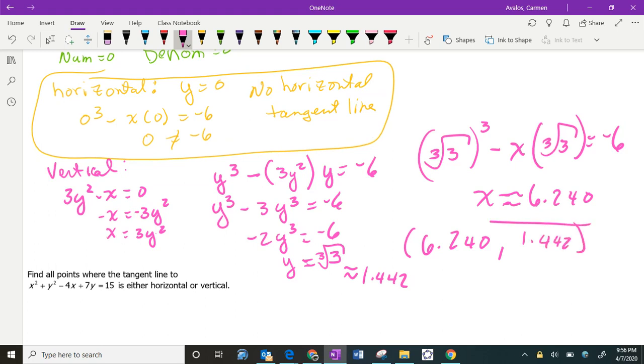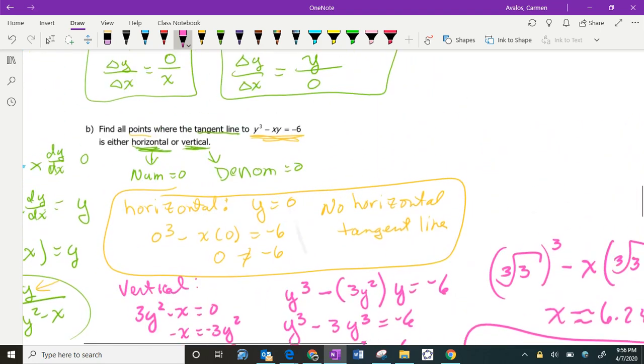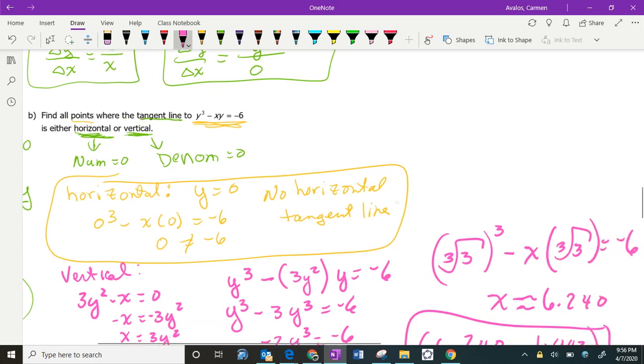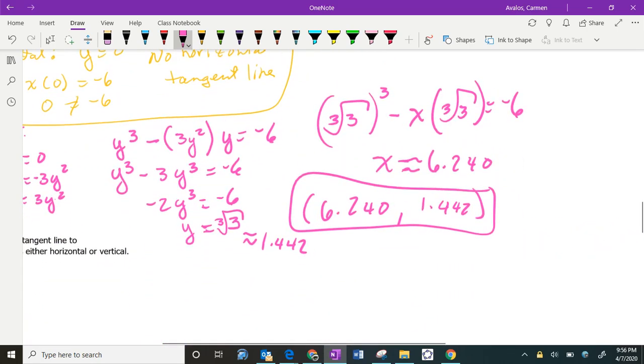So at this point right here, because the question was, find all points where we're going to have a vertical tangent line, this is the point where we are going to have a vertical tangent line. And there you go.